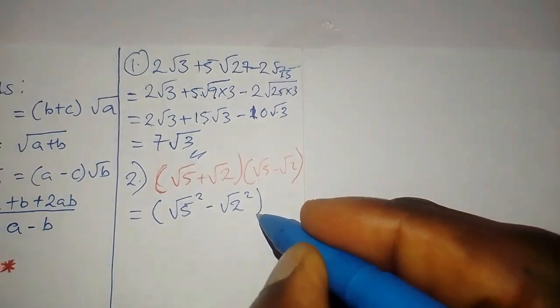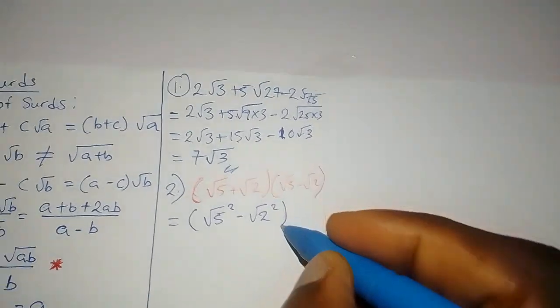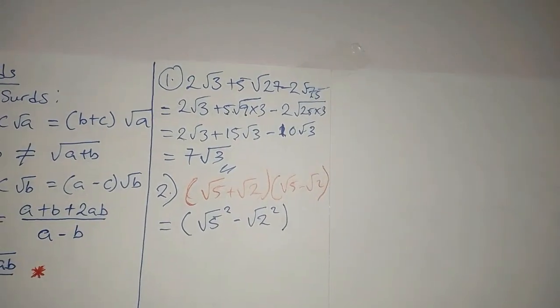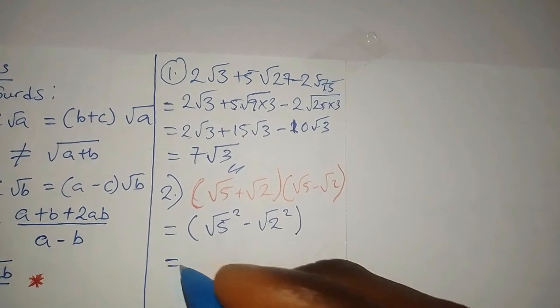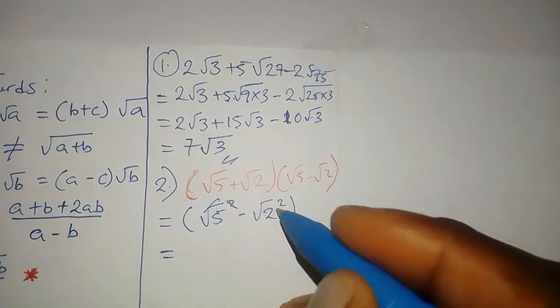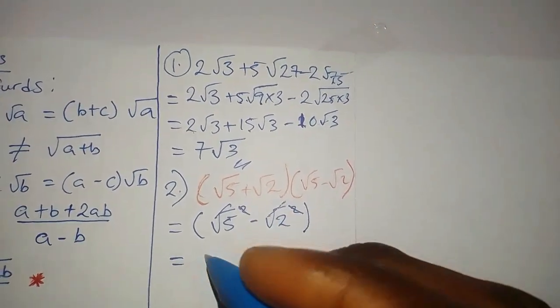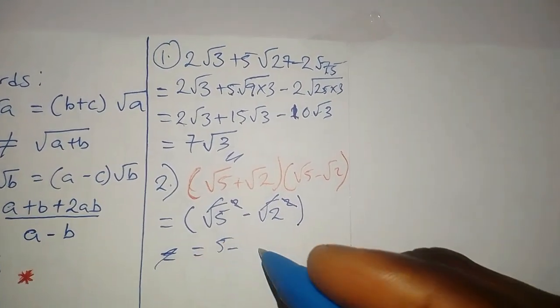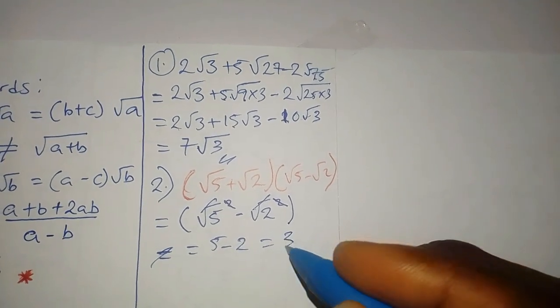Difference of two squares, I've explained this in one of my videos when we were doing quadratic equation. You can check it out, just search quadratic equation at Shams and you'll see it. So the square root can take away the square immediately, and my final answer is 5 minus 2, which equals 3.